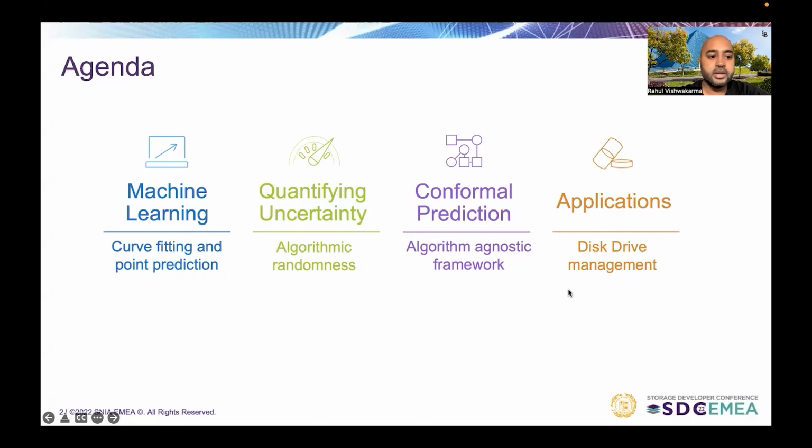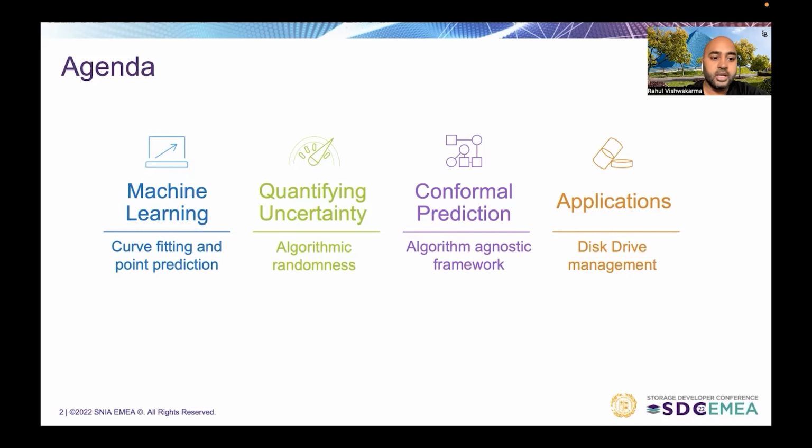Let's begin with the agenda. First, we will walk through the existing machine learning algorithms that we usually use to solve any problem statement, be it of any domain. But here, we will be focusing more on enterprise disk drives, because that's the point of discussion, and why we need a customized and different approach rather than the existing machine learning algorithms.